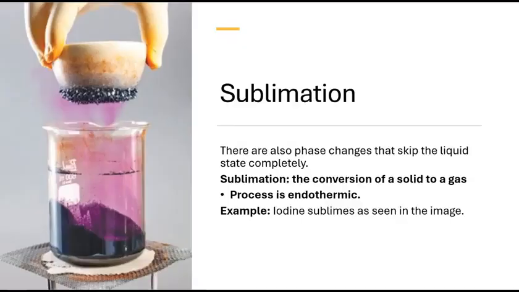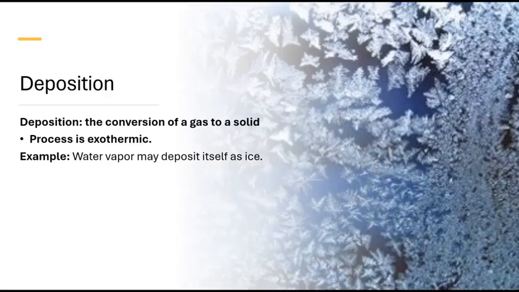Sublimation. There are also phase changes that skip the liquid state completely. Sublimation is the conversion of a solid to a gas. The process is endothermic. It takes energy to cause that phase change, and we can see here that iodine can undergo sublimation. It goes directly from the solid to the gas. Deposition is the conversion of a gas to a solid. The process is exothermic. For example, water vapor may deposit itself as ice.